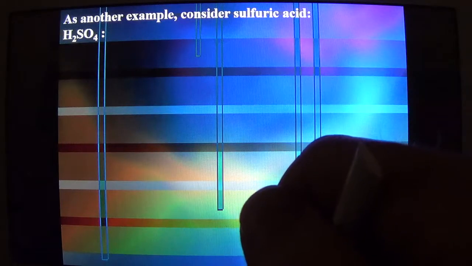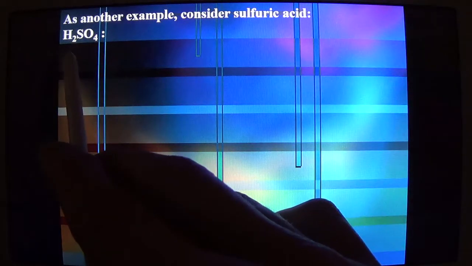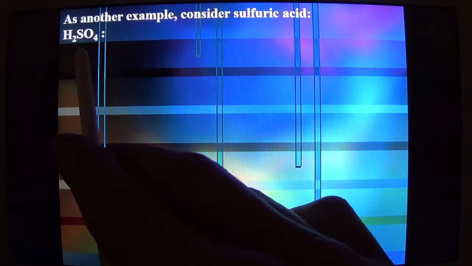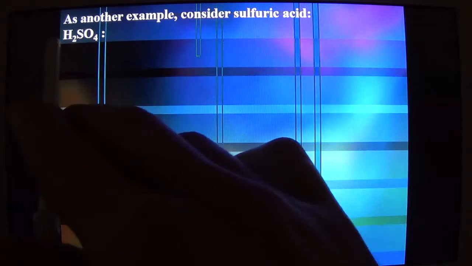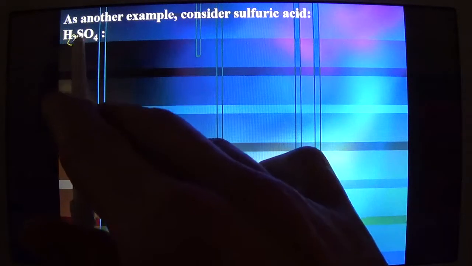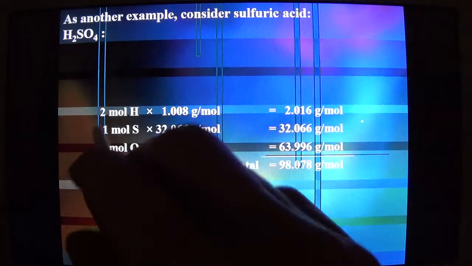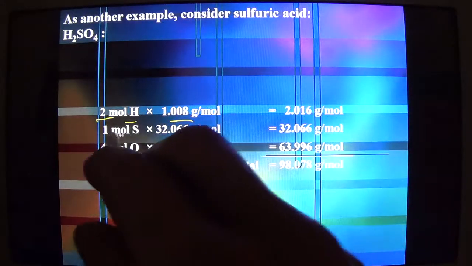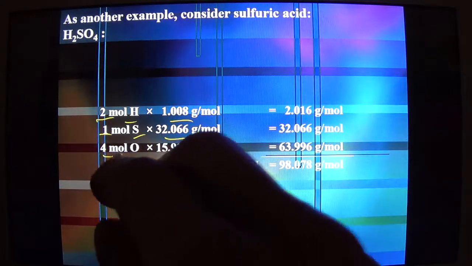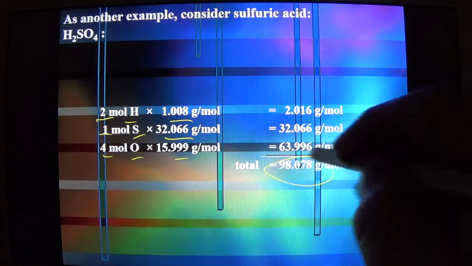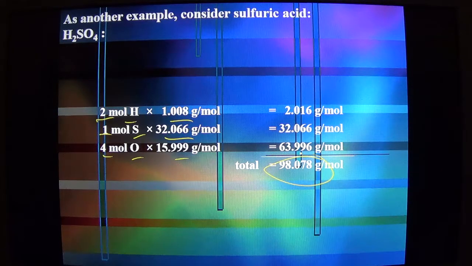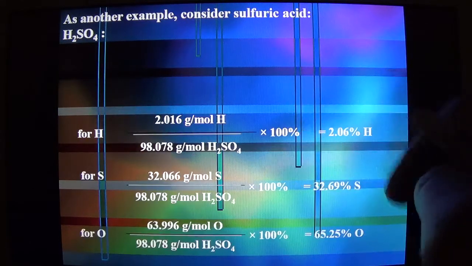Now let's take another example, more complex. We have hydrogen, sulfur, and oxygen. Please note 2 hydrogens, 1 sulfur, 4 oxygens. So we'll have to account for that. First we need a total, so here's my total. 2 hydrogens, 1 sulfur, 4 oxygens. Grand total of about 98 grams per mole from the periodic table.